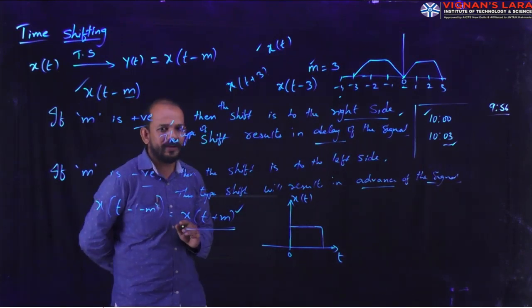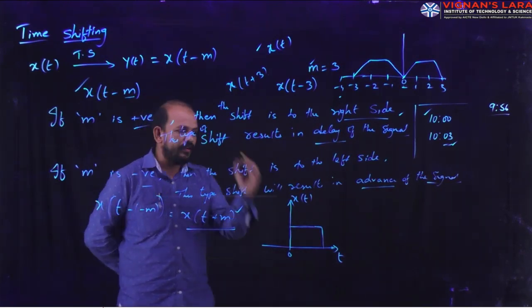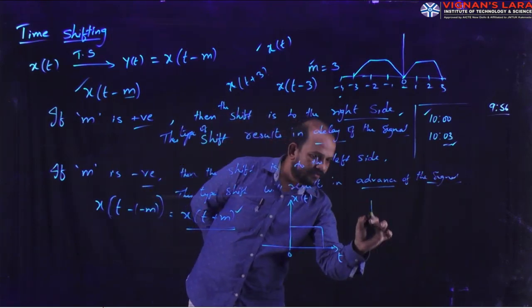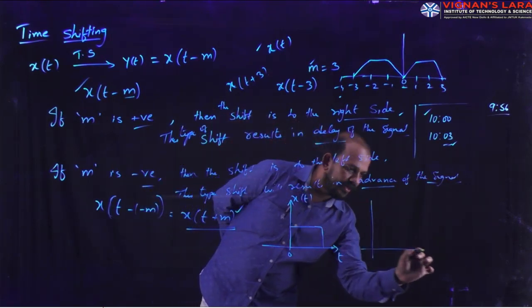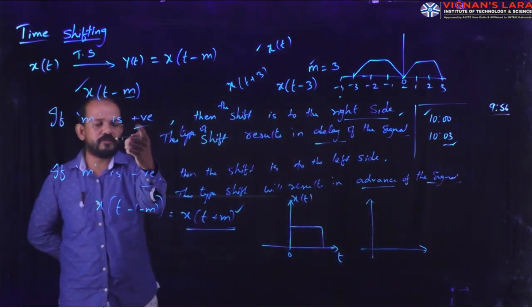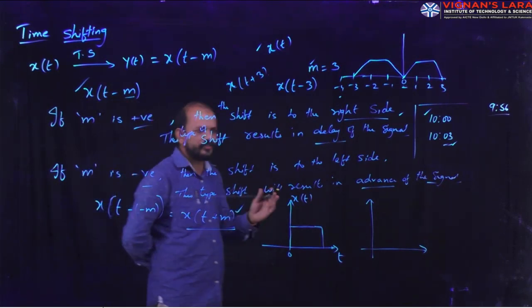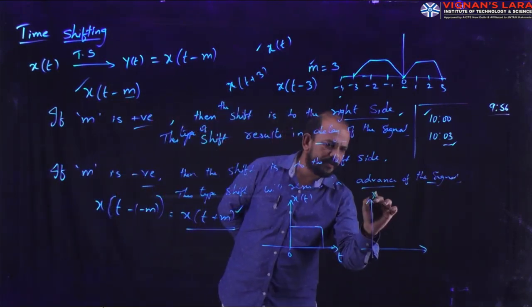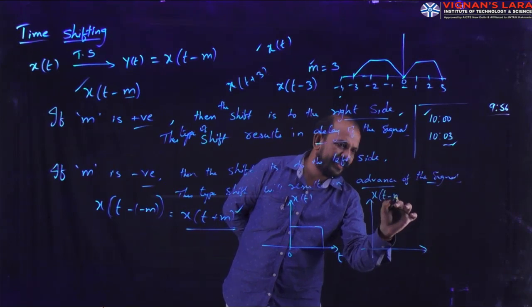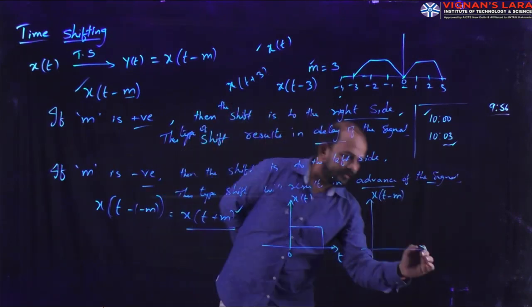Now I have to go for time shifting. Now we have two shifts, positive shift and negative shift. So if the value of m is positive, it is a positive shift. The positive shift is represented with x of t minus m. This shift is to the right side, that is t.